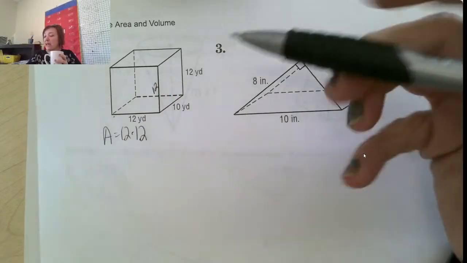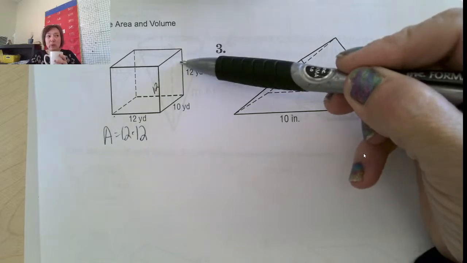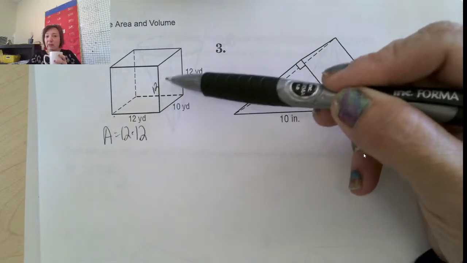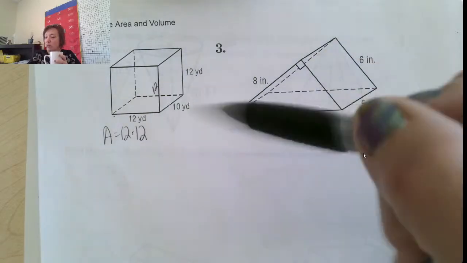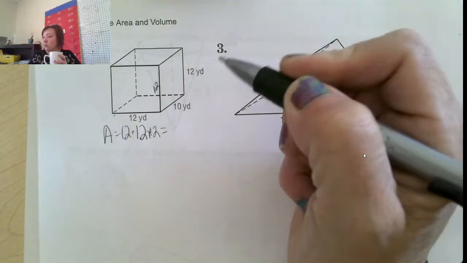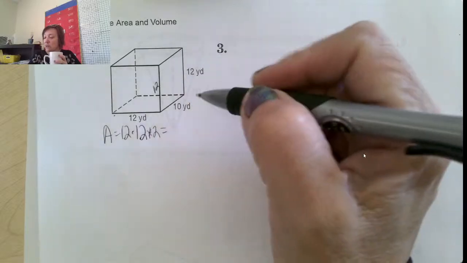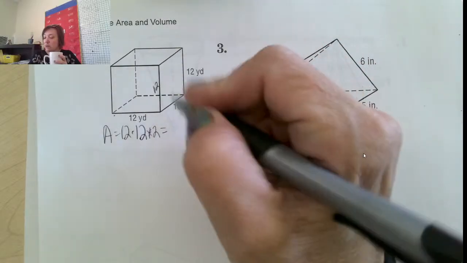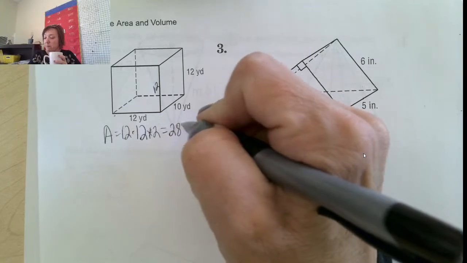But we don't just have a front square, we also have a back square. So how many of those little squares do we have? We have 2 of them. So we would do 12 times 12 times 2 because there's 2 of them, right? The front one and the back one. So that's going to be 144 times 2 is what? 288?